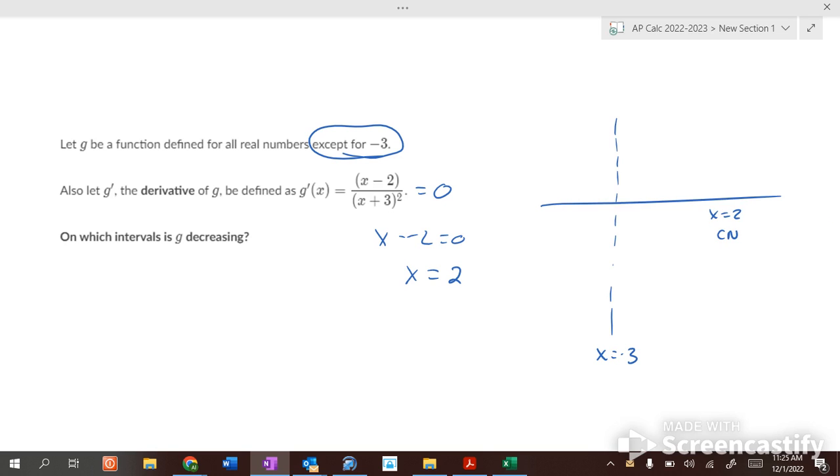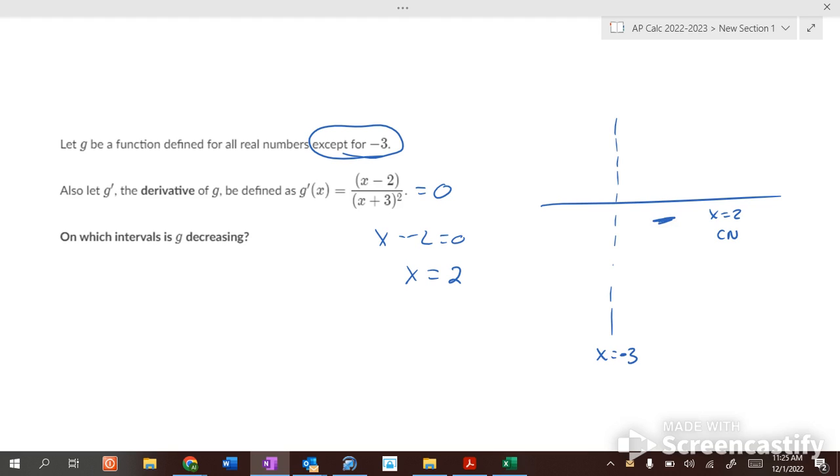So we got to go in between them and figure out what's going on. What's a good number in between 0 or -3 and 2? 0. There we go. Thank you. If we do that, we get a -2 on the top. We get a 9 on the bottom. It's a negative slope here between these two.